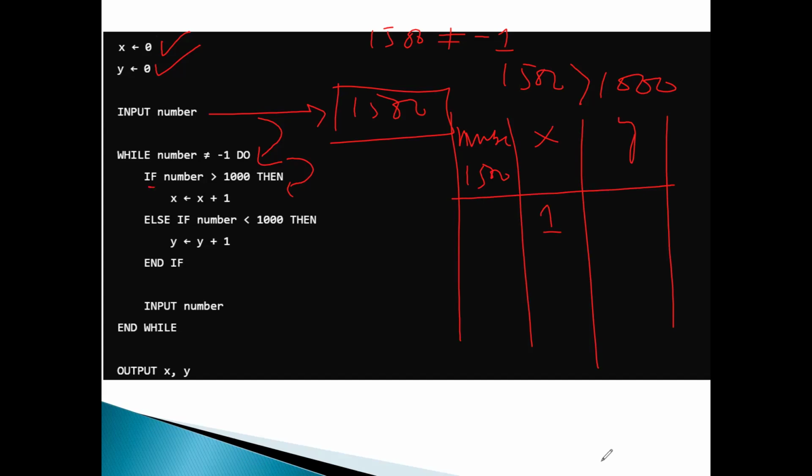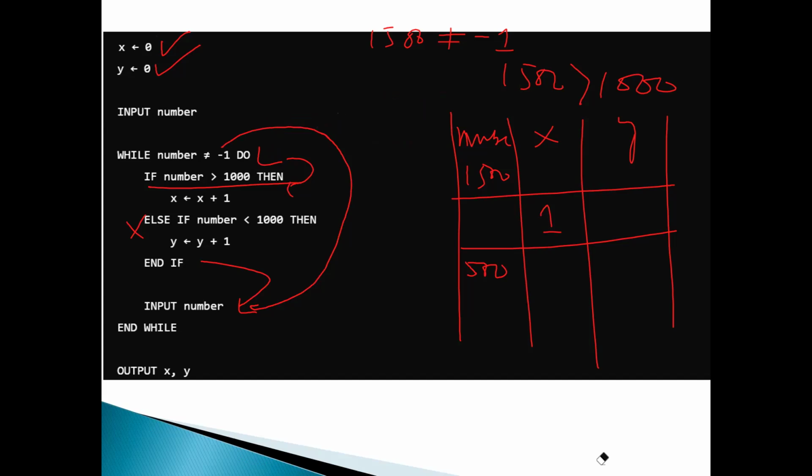So if this condition is true, this will not run. Control will come here. Here I will give another number like 500, so control will go here to exit the loop. Now I have given 500. So 500 not equal to minus 1. Is this true or false? True. Program control will come inside.